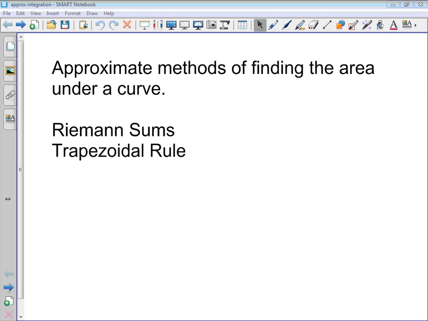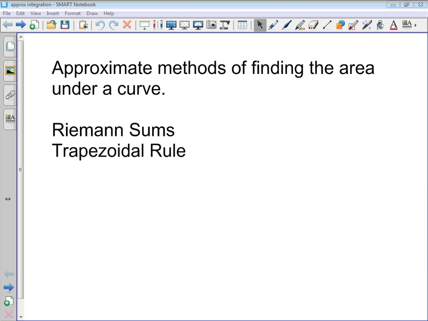So in our last lesson we looked at antiderivatives, which were basically the opposite of derivatives when we were working with functions. This is still in our unit on integration, and we're going to take a little bit of a different approach in this lesson. Integration is all about finding the area under curves. This is one of the big applications of integration.